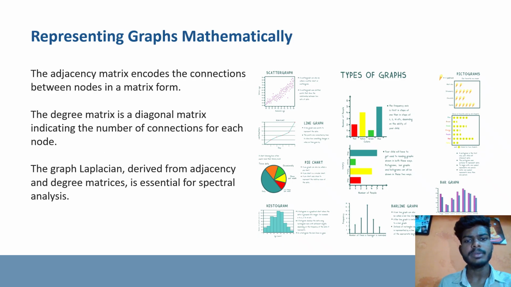Representing graphs mathematically. The adjacency matrix encodes the connections between nodes in a matrix form. The degree matrix is a diagonal matrix containing the number of connections for each node. The graph Laplacian, derived from the adjacency and degree matrices, is essential for spectral analysis.